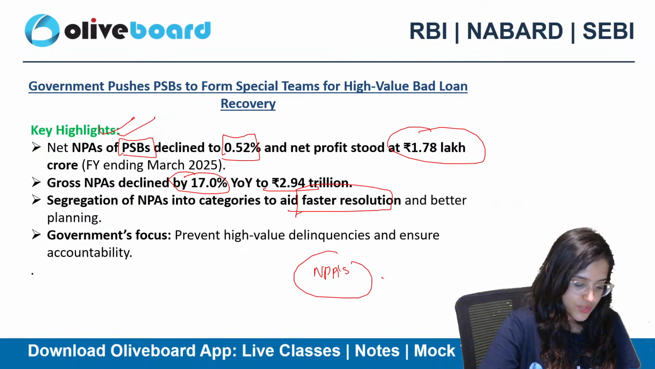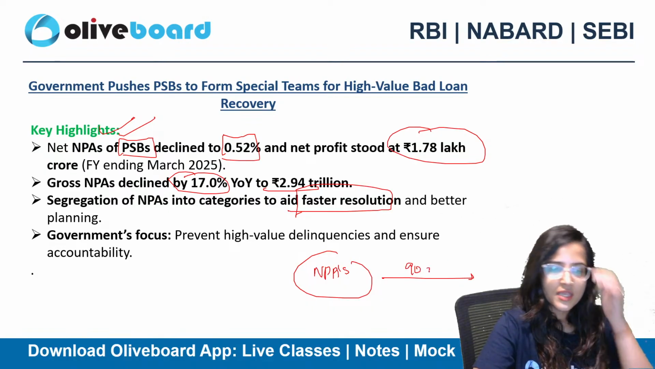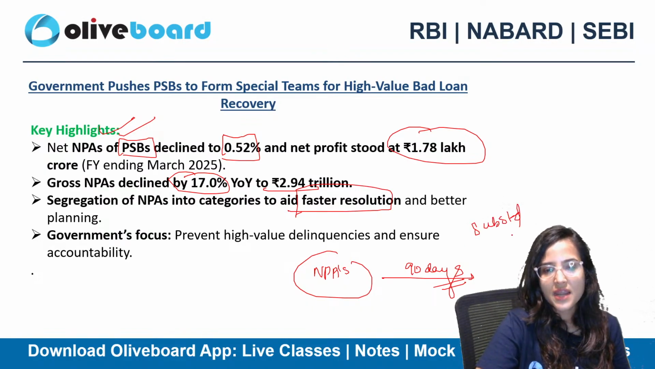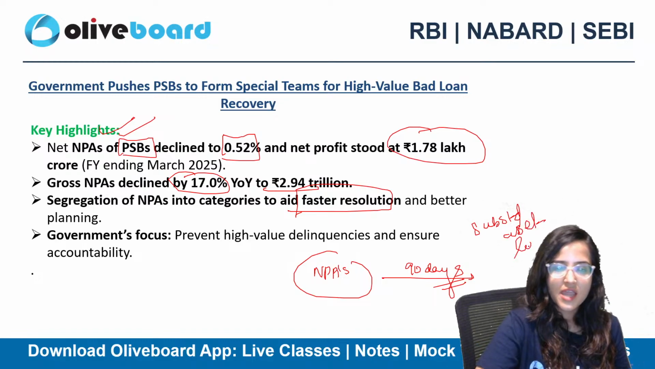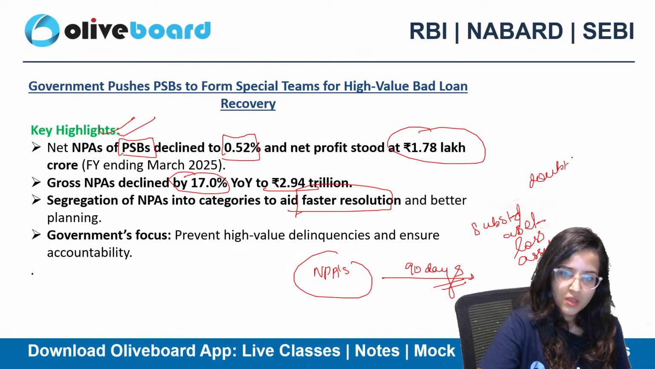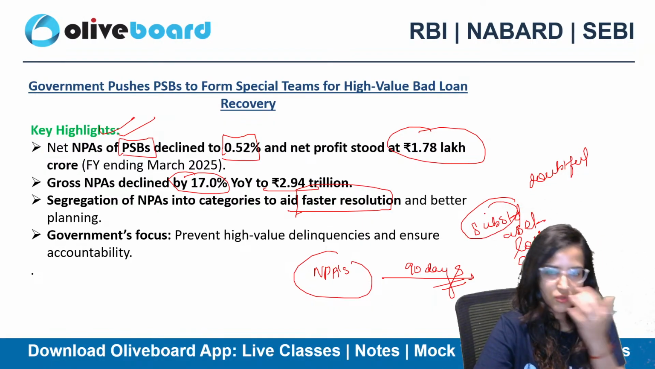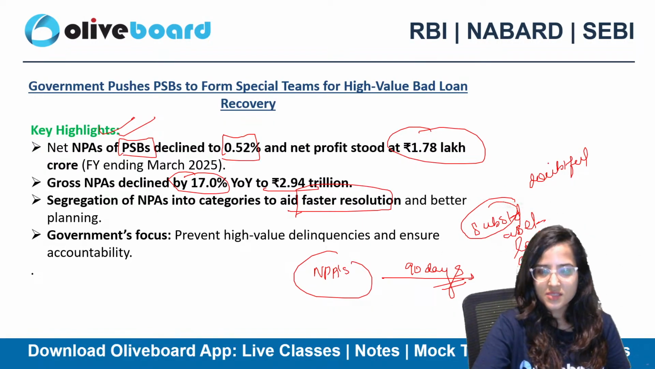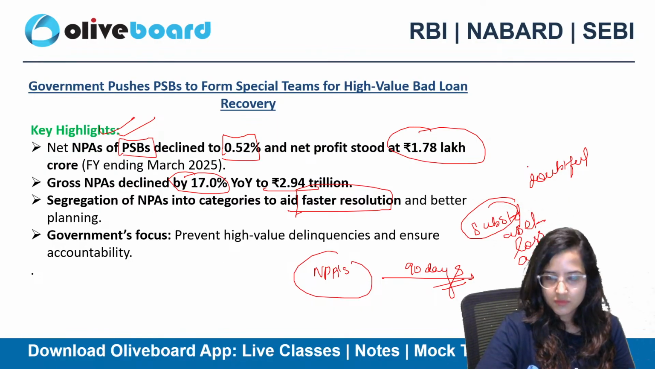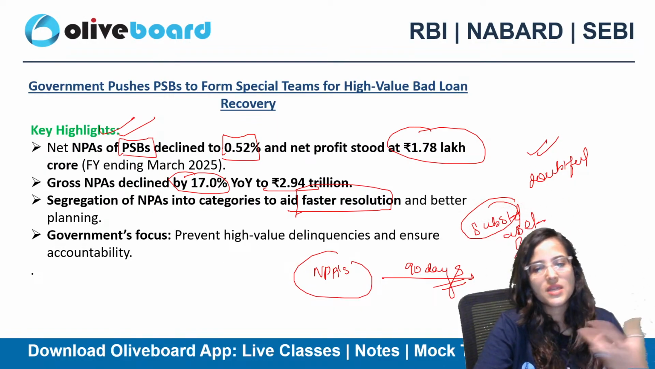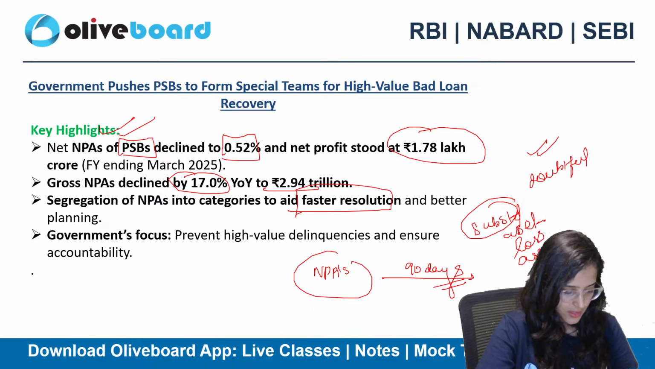Although we have already segregated these, up to 90 days they are called NPAs. Then there is the category of substandard asset, then the categories of doubtful asset and loss asset, right? So if the money has not been paid for less than 12 months, it's called a substandard asset. More than 12 months, it's called a doubtful asset. Up to 3 years, then it becomes a loss asset, right?